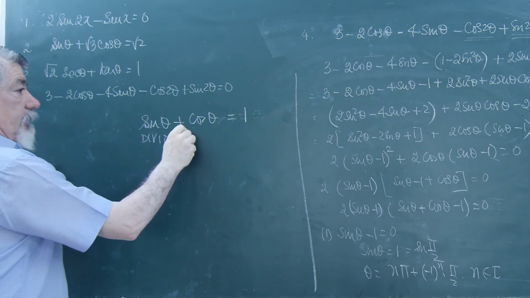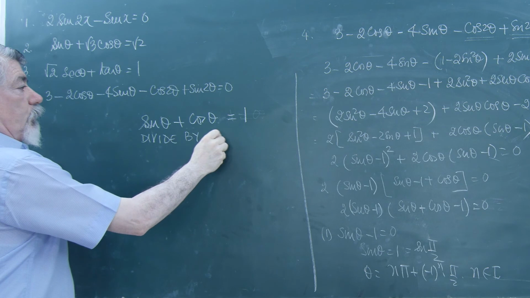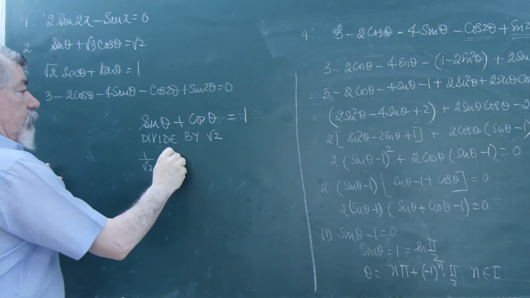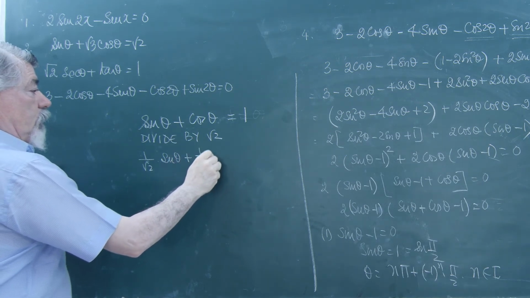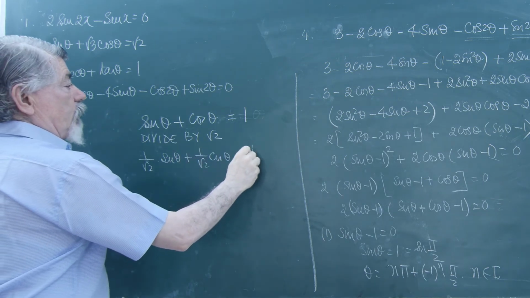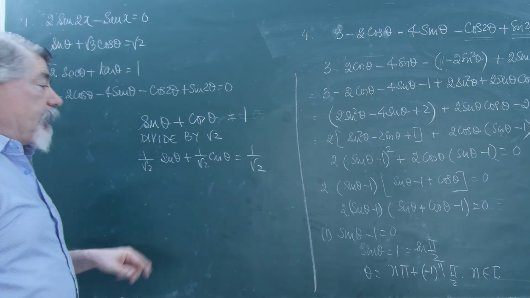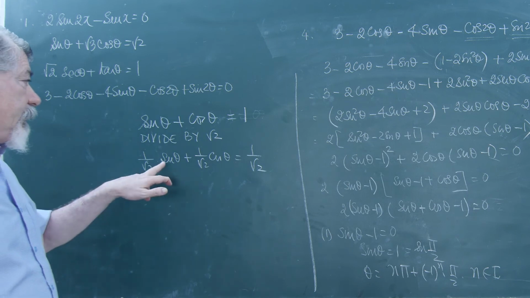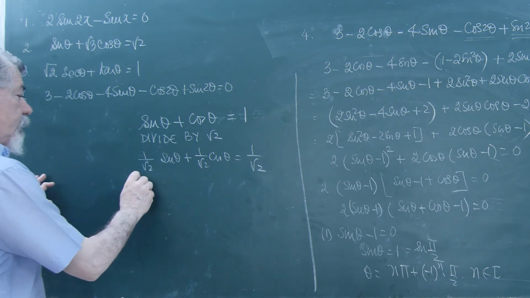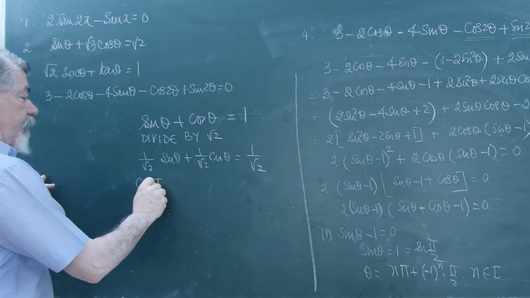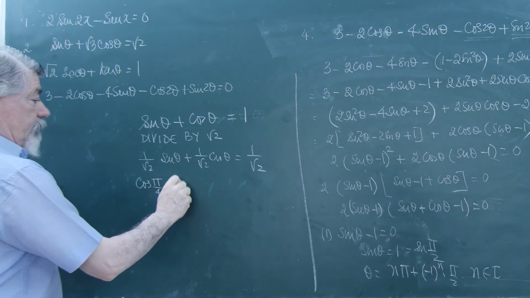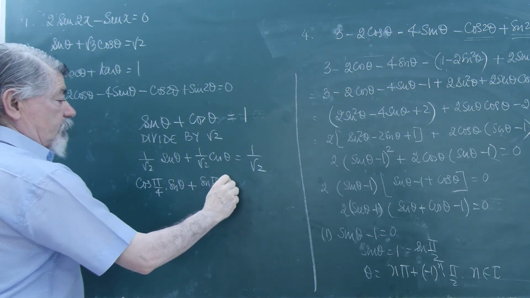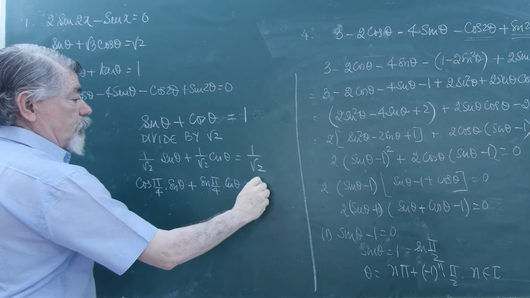Divide the whole equation by root 2. 1 upon root 2 sin theta plus 1 upon root 2 cos theta will be equal to 1 upon root 2. Again, 1 upon root 2 I can take as sin 45 as well as cos 45. I would prefer to take cos 45, cos pi by 4, sin theta plus sin pi by 4 cos theta is equal to 1 by root 2.